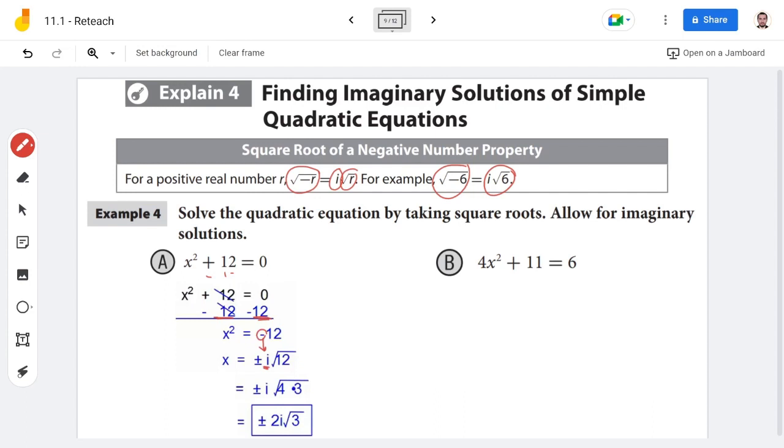Square root of 12 we don't have. So what are the factors of 12? We have 4 and 3. Square root of 4 and square root of 3. So this one can be written as 2 i square root of 3. So this is the final answer.